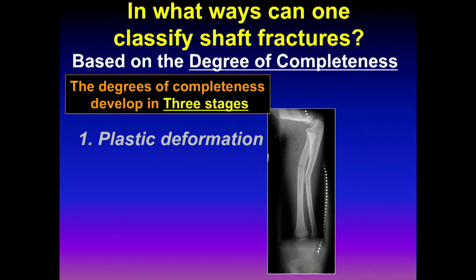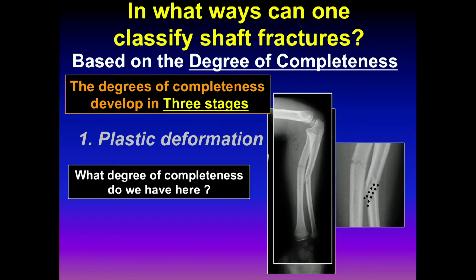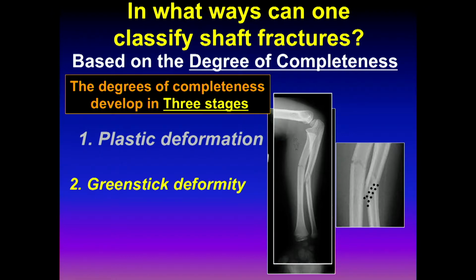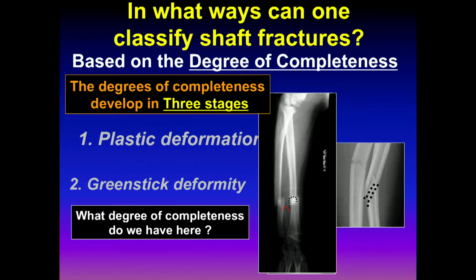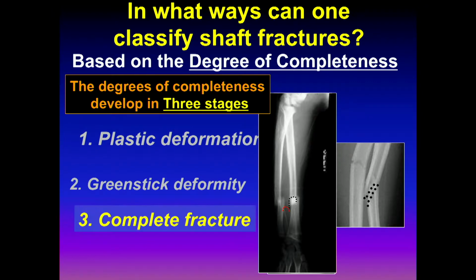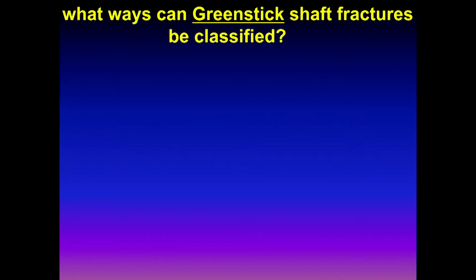What's the next? What's this one here? Partial or green stick? Yeah, that's a green stick fracture. It's just partial. And finally, if you have enough force, what's the degree of completeness we have here? It's complete. Both of them are complete. You can have a complete fracture. So you have to take that into account in the discussion: what's the completeness, plus what is the deformity that the patient has, and where it is in the shaft.